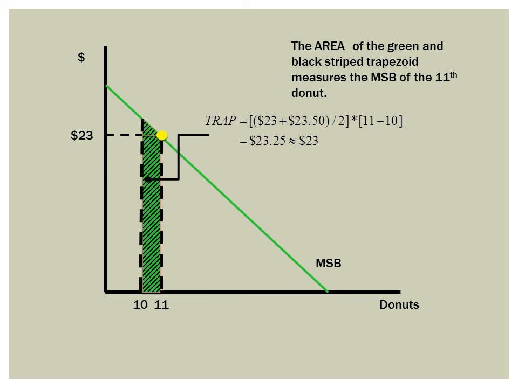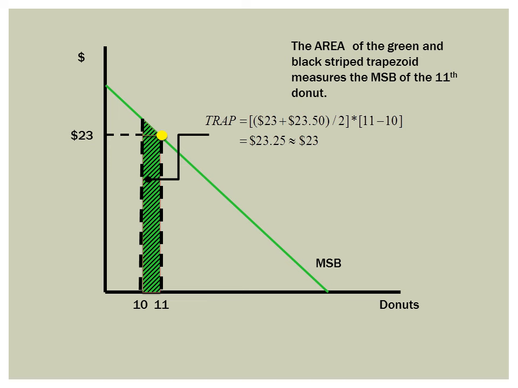And then notice I've put down that that's approximately equal to $23, which is just the height of the marginal social benefit curve at the quantity 11. So what happens in practice in most applications is that we simply look at the quantity on the horizontal axis and then read off what the height of the marginal social benefit curve is and say the marginal social benefit of, for example, the 11th unit or the 11th donut is $23.